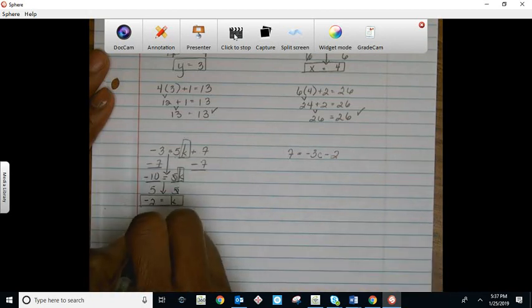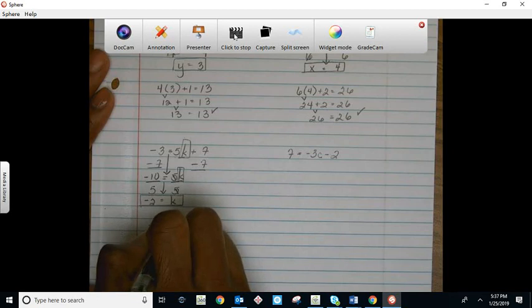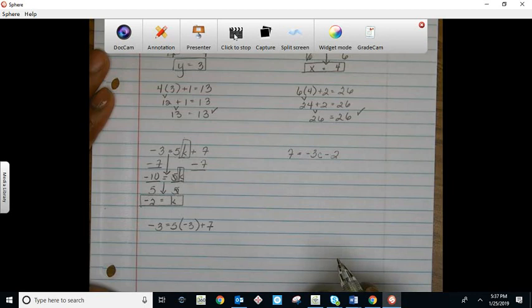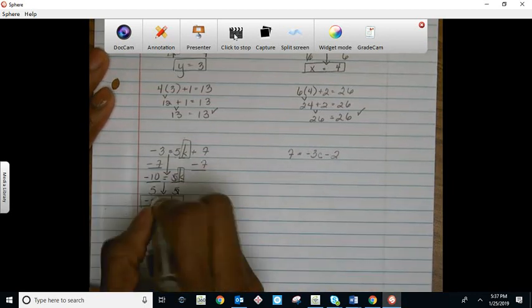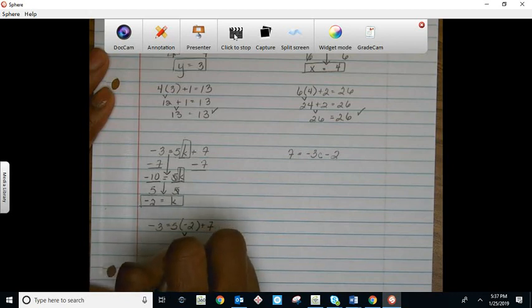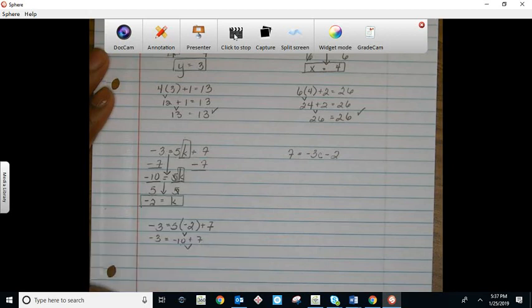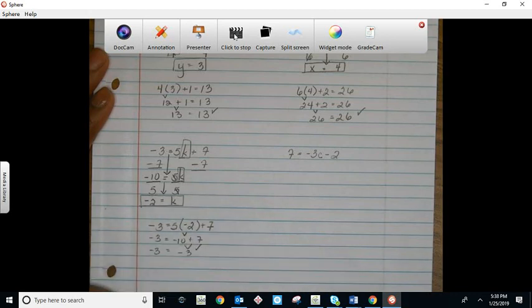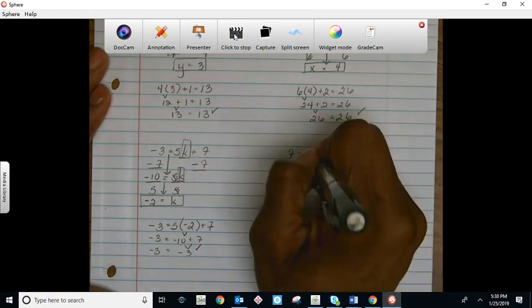Let me check it and see if it's right. Negative 3 equals 5 times negative 3 plus 7. I'm sorry, that was a negative 2. So that's my negative 10 plus 7. Don't forget my negative 3. Negative 10 and a positive 7. The signs are different. I'm going to keep the sign of the bigger one and find the difference. Negative 3 and negative 3. So I'm good. Okay? Alright, last one I'm going to do.